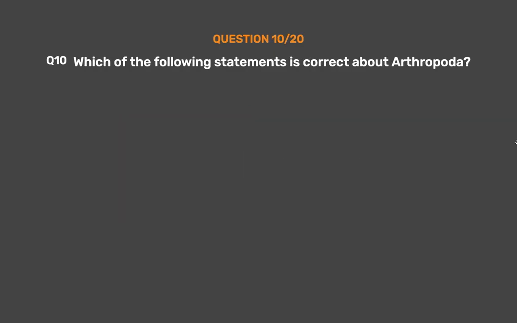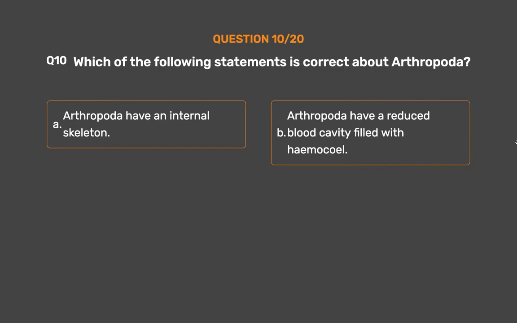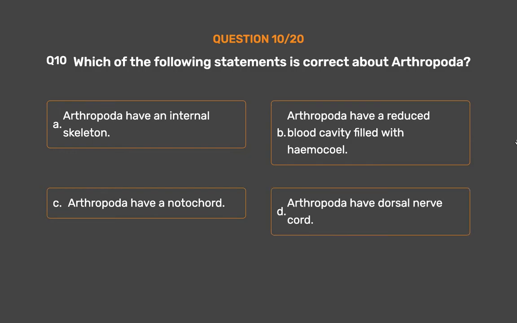Question number 10. Which of the following statements is correct about Arthropoda? Option A. Arthropoda have an internal skeleton. Option B. Arthropoda have a reduced body cavity filled with hemocoel. Option C. Arthropoda have a notochord. Option D. Arthropoda have dorsal nerve cord.